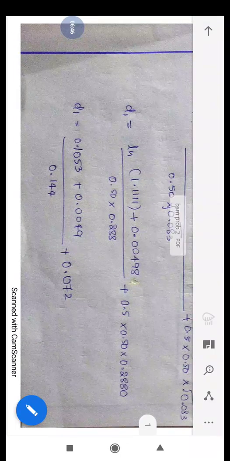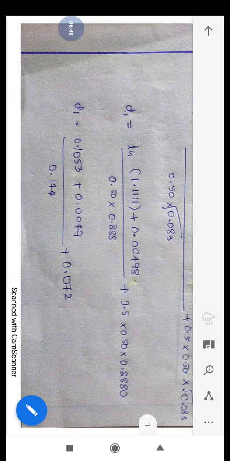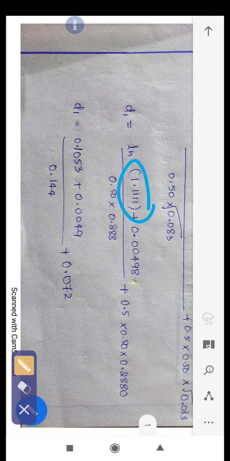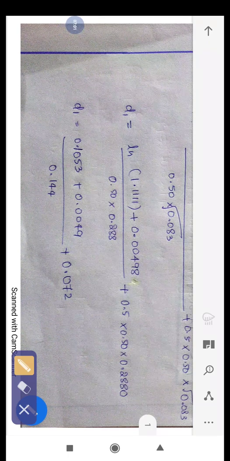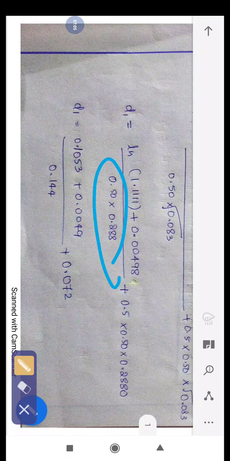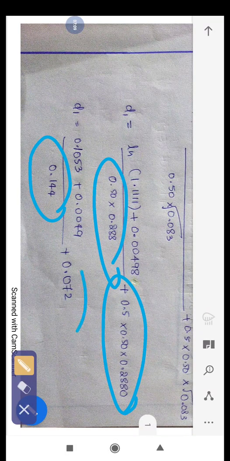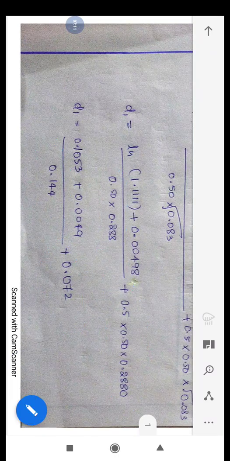Now we have got the value for this natural log of 1.11. So our answer is 0.1053. Next, we follow the steps given in the formula. So 0.0498, you can write this as it is. Next, we have to multiply this 0.144. Simplify this, all you have to multiply is 0.072.